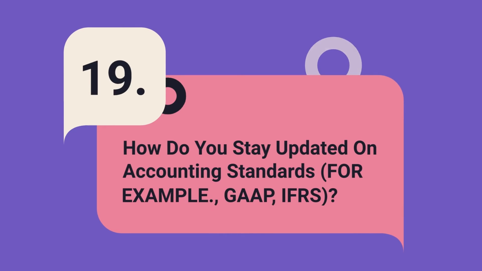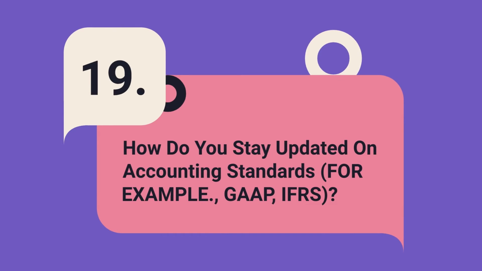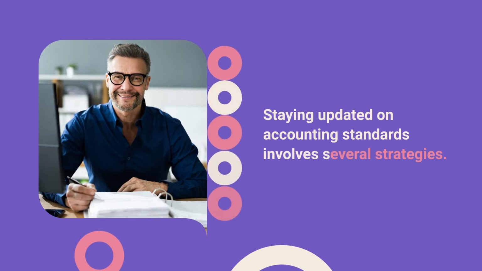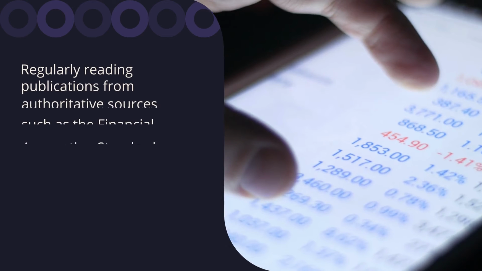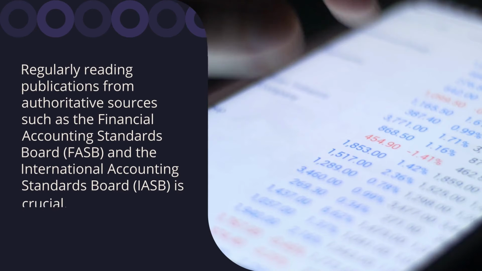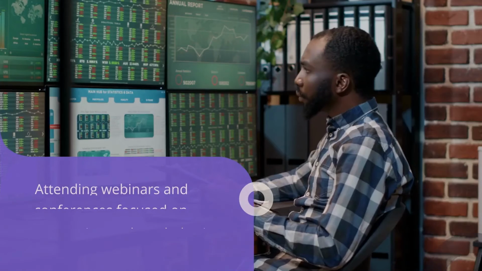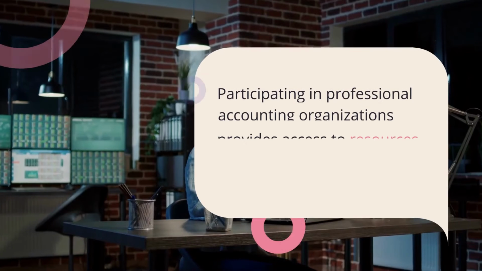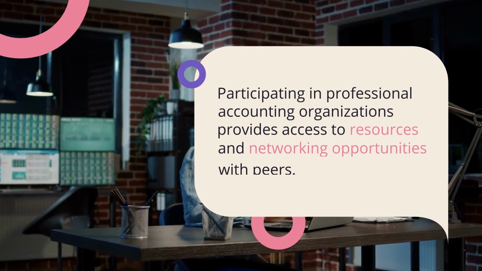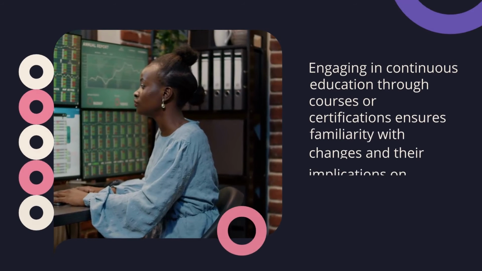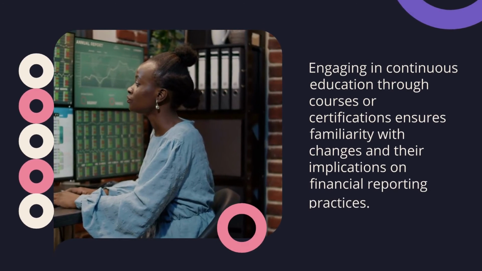19. How do you stay updated on accounting standards, for example, GAAP, IFRS? Staying updated on accounting standards involves several strategies. Regularly reading publications from authoritative sources such as the Financial Accounting Standards Board, FASB, and the International Accounting Standards Board, IASB, is crucial. Attending webinars and conferences focused on accounting updates helps in gaining insights. Participating in professional accounting organizations provides access to resources and networking opportunities with peers.